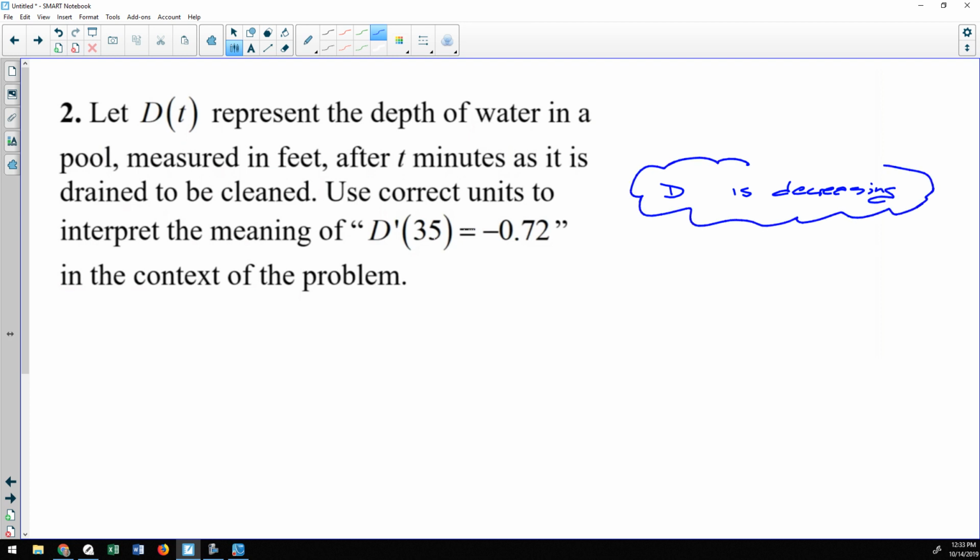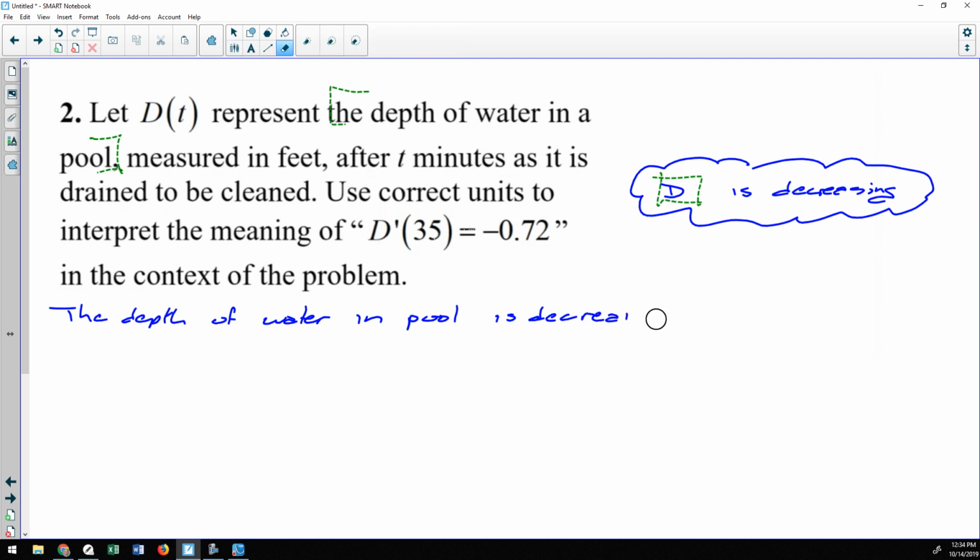And that is true. D is decreasing because d prime is negative, but then I have to describe in words what the function d is, and d is the depth of water in a pool. So I'm going to start by interpreting this by saying the depth of the water in the pool, so that's just a big wordy description of d, is decreasing. And then again, we need to restate all numbers that are in the problem. That would be the time of 35 and the unit, or the value of negative 0.72.